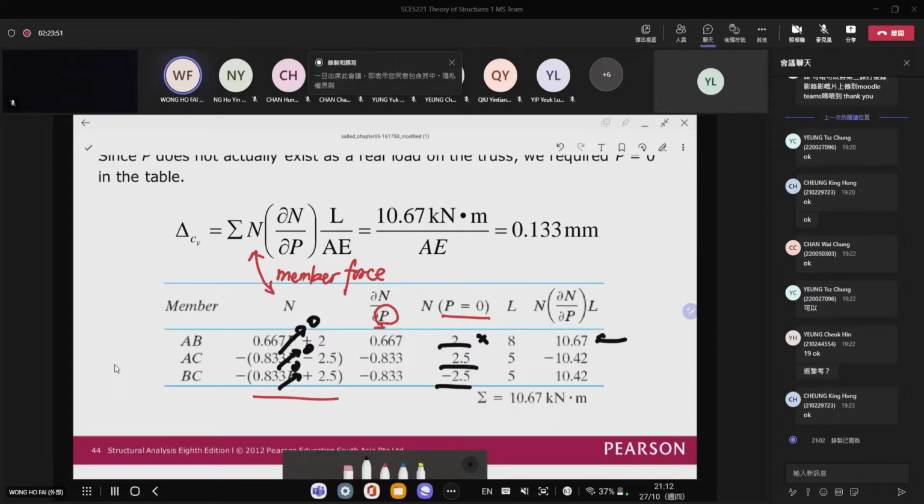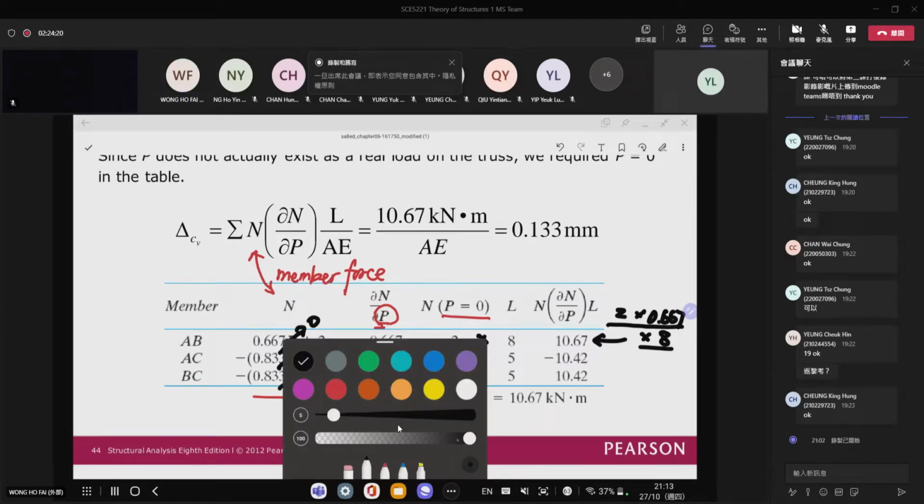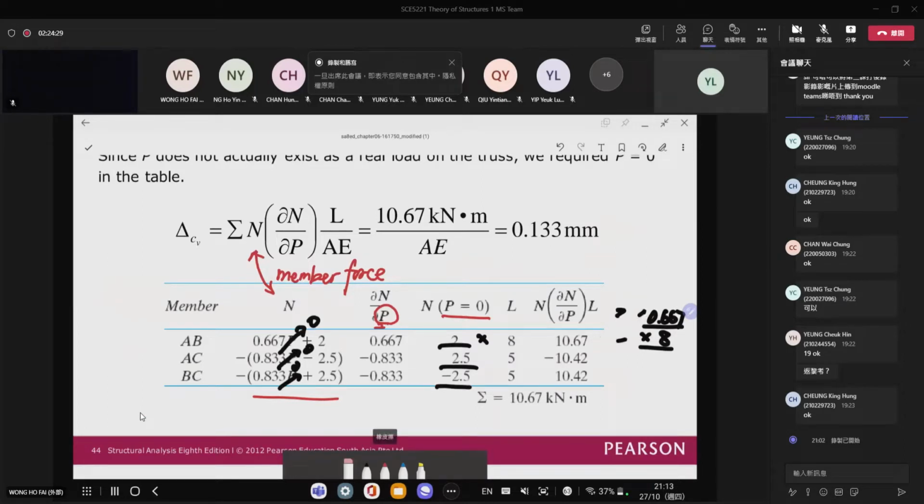So this one is actually equal to 2, because N is equal to 2, times dN/dP which is 0.667, and then times 8. Then you have 10.67. Okay? So this one again is quite straightforward. Then to here, this one is equal to 2.5 times 5, and then times negative 0.833. Then you get a value of 10.42.